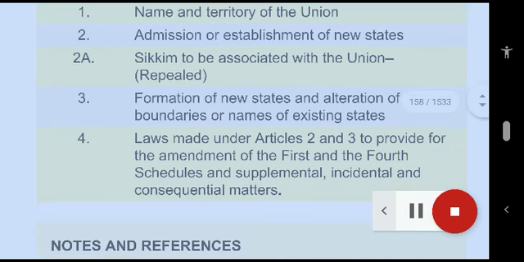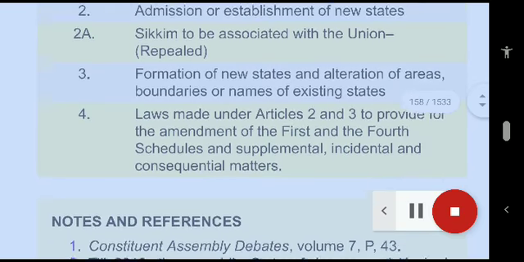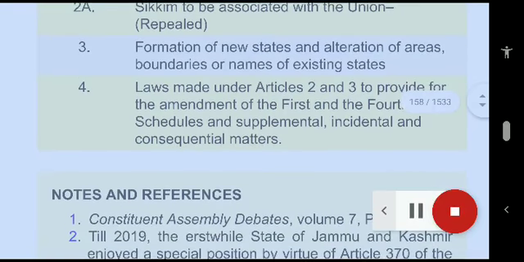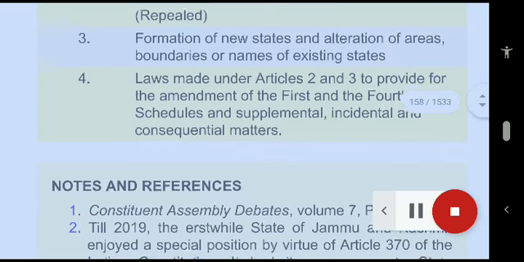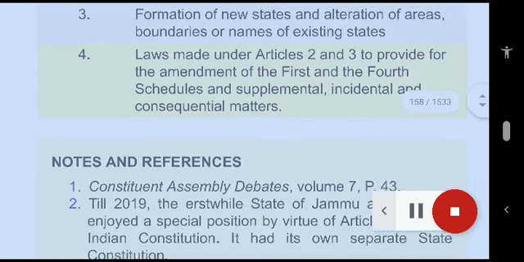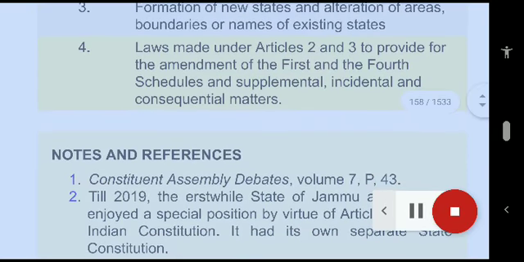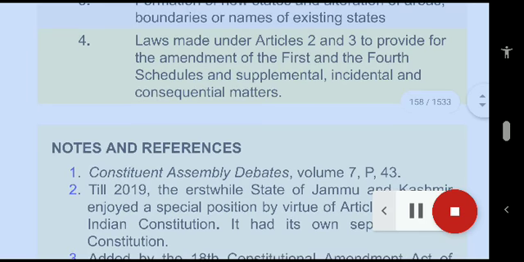3. Formation of new states and alteration of areas, boundaries or names of existing states. 4. Laws made under Articles 2 and 3 to provide for the amendment of the first and the fourth schedules and supplemental, incidental and consequential matters.